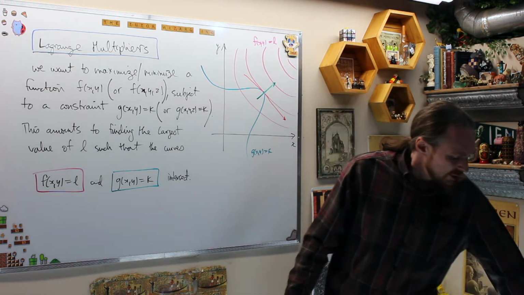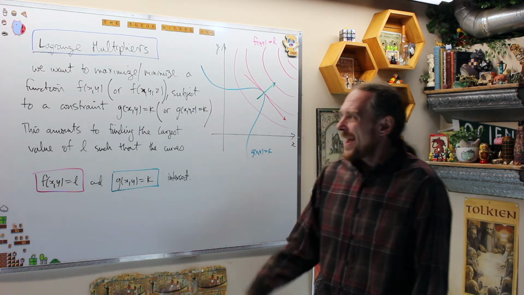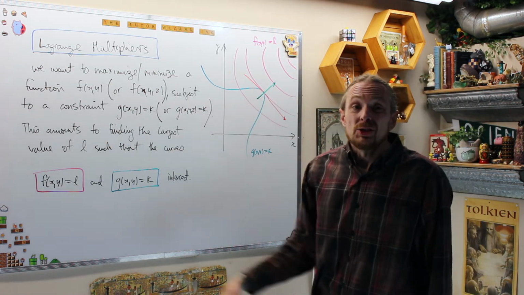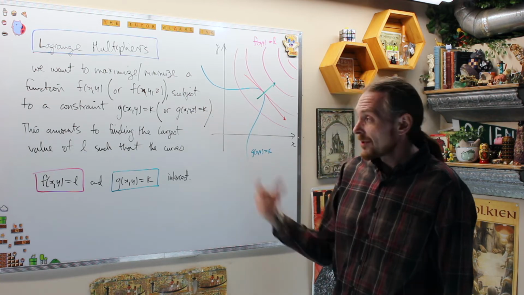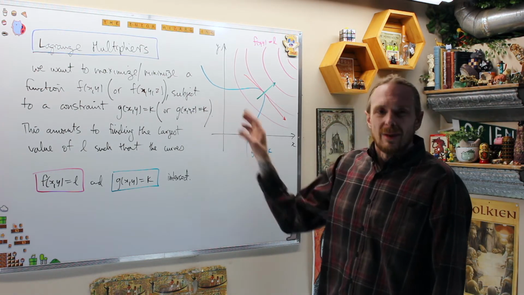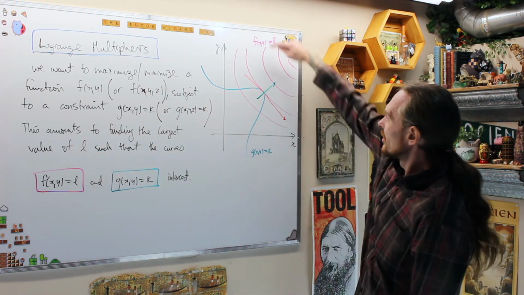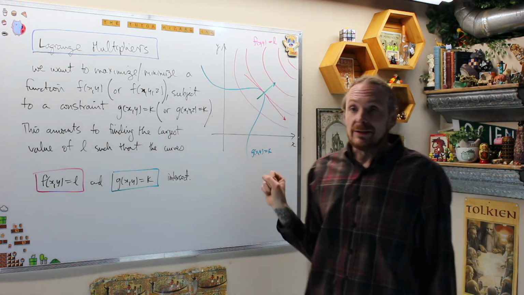So to do this game of Lagrange multipliers, what they're saying is we're trying to maximize the function f subject to another constraint g of x, y equals k, or g of x, y, z equals k, whichever dimension we're doing. We'll do examples of both. Long story short, this amounts to finding the largest value L such that these curves intersect.